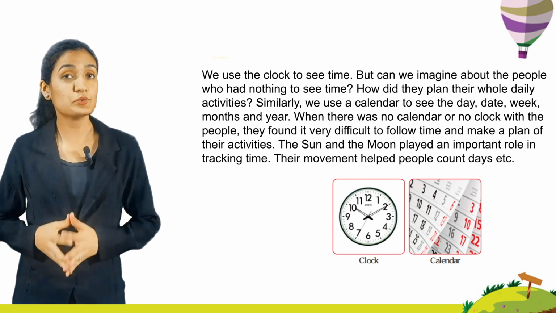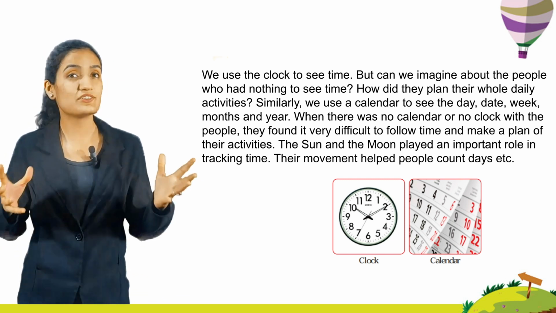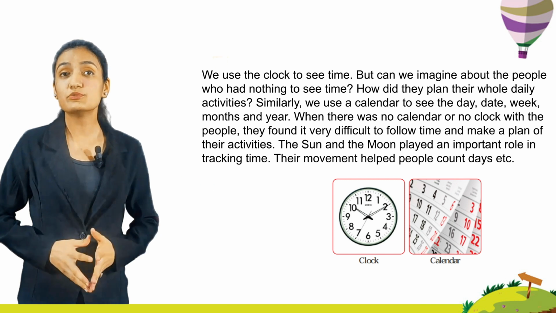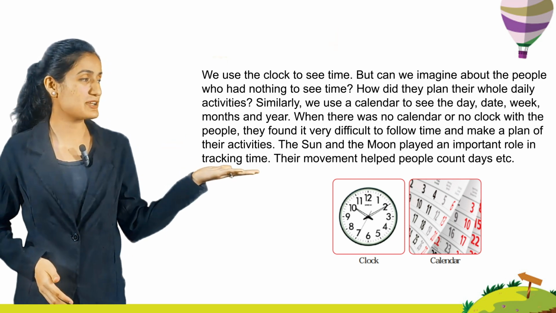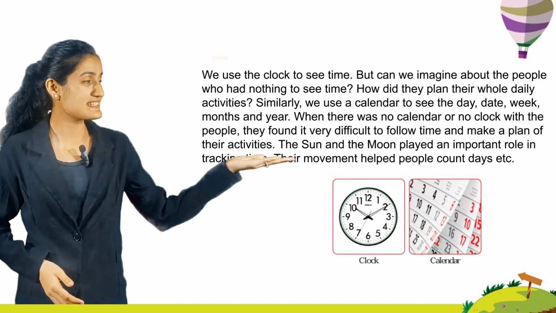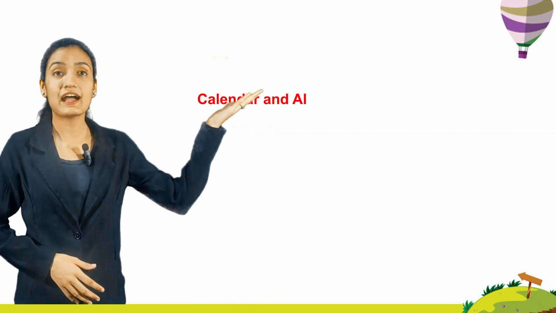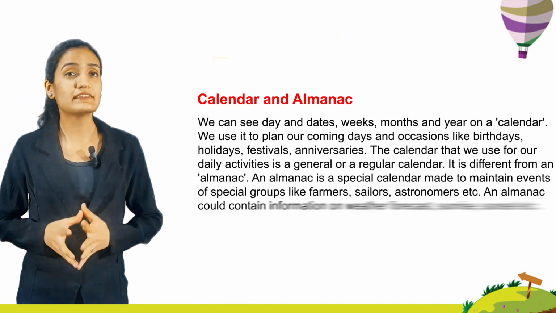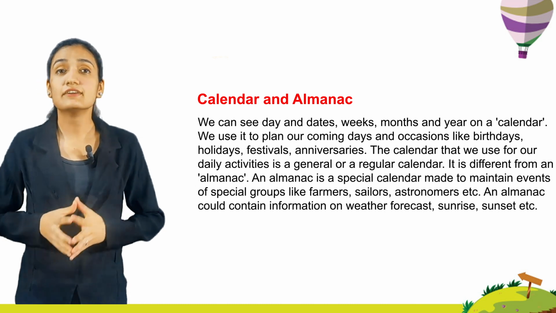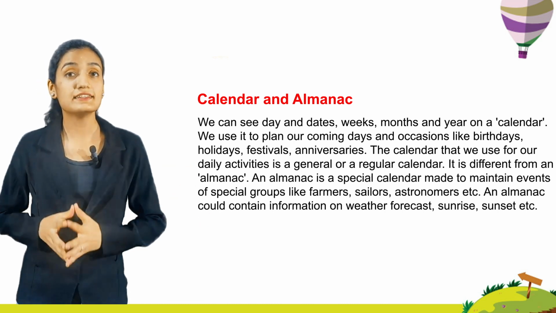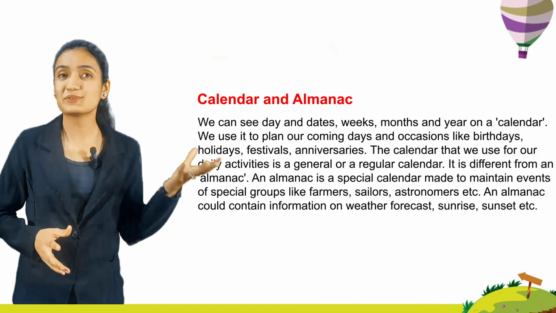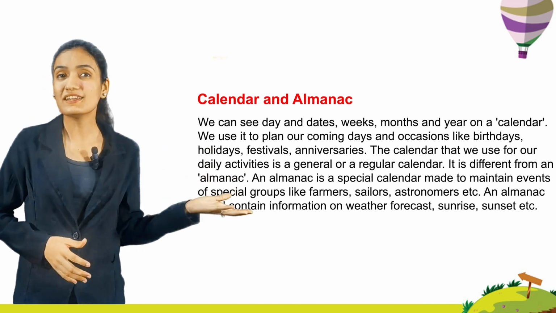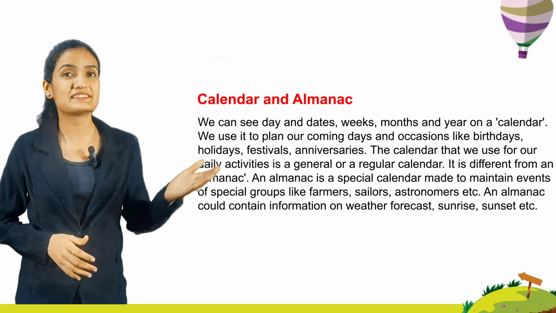The sun and the moon played an important role in tracking time. Their movement helped people count days, etc. Here you can see the picture of a clock and a calendar. Calendar and almanac. We can see days and dates, weeks, months and year on a calendar. We use it to plan our coming days and occasions like birthdays, holidays, festivals, anniversaries.